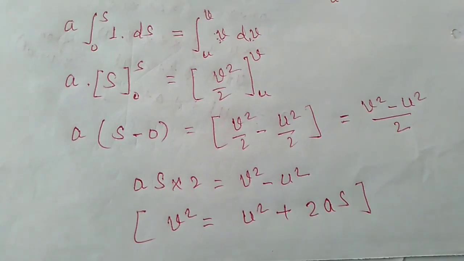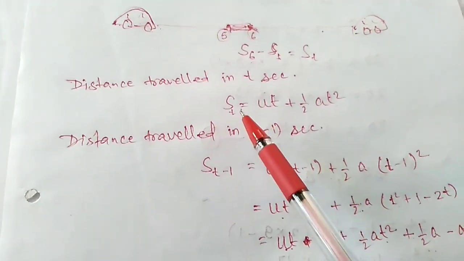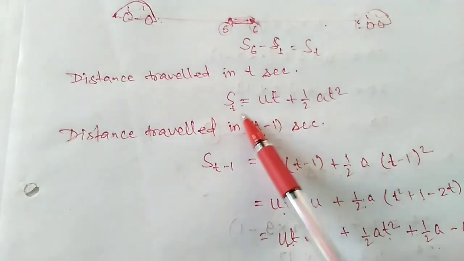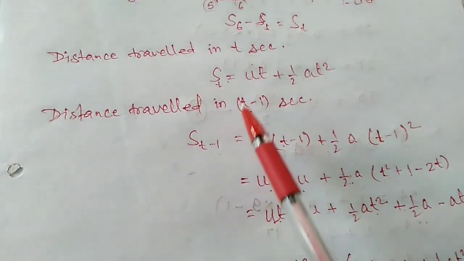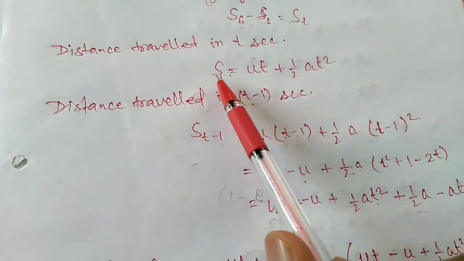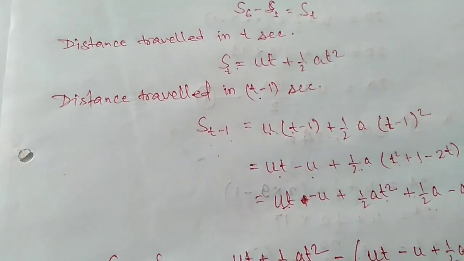Let's see for the fourth one. If you remember, for the fourth equation of motion, we had taken s, means displacement, in the t second and the displacement in the t minus 1 second. So we are going to make this as a limit, displacement in the t second and the displacement at t minus 1 second.